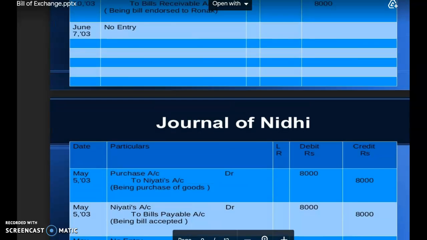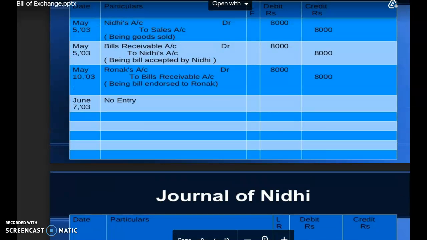But if you have also been asked to prepare the books of the endorsee, then in the books of Ronak, as Ronak is the endorsee and Niti is the endorser. In the books of Niti, we had recorded the entry Ronak's to BR account. And in the books of Ronak, the entry will be BR account debit as she is receiving the BR. For her, it is an asset.